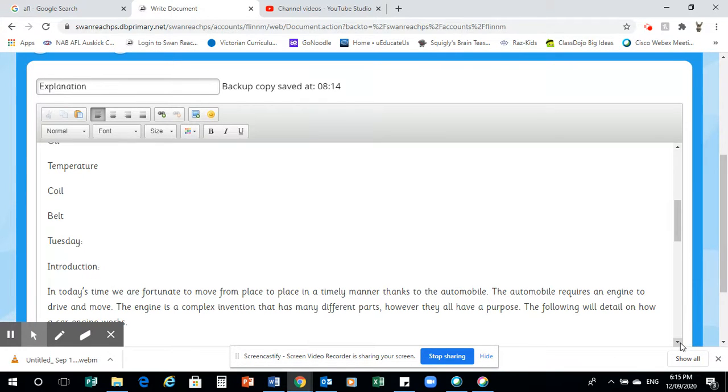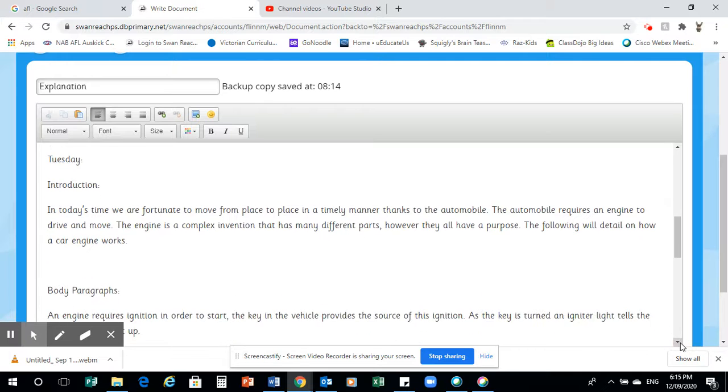Okay. So here's my draft. I've got my introduction. Gives me a broad overview of what I'm talking about, and it actually explicitly tells me what I'm going to be doing. So in today's time, we are fortunate enough to move from place to place in a timely manner thanks to the automobile. The automobile requires an engine to drive and move. The engine is a complex invention that has many different parts. However, they all have a purpose. The following will detail on how a car engine works. So that's my introduction to the explanation.